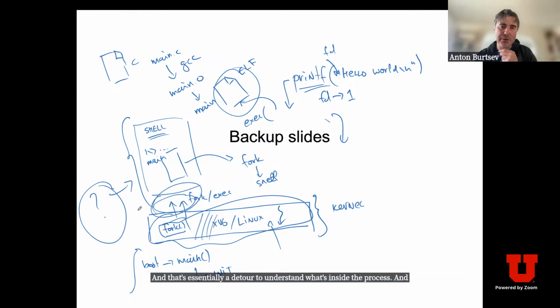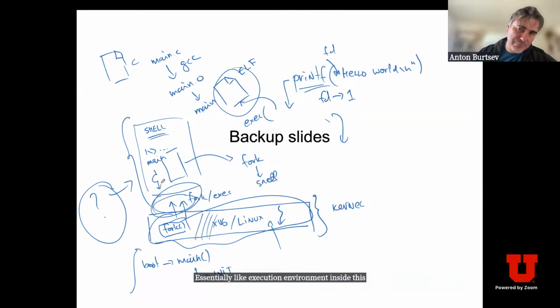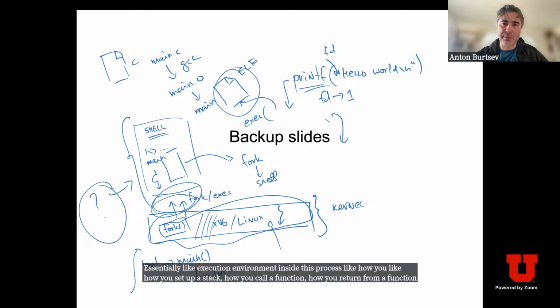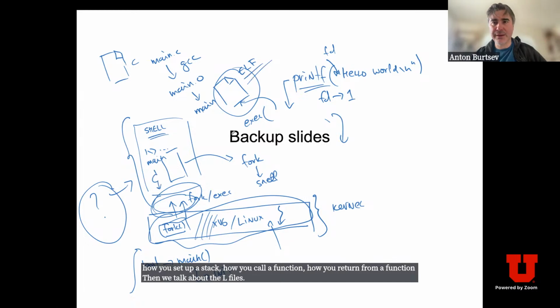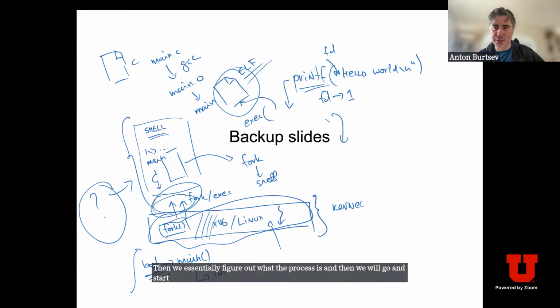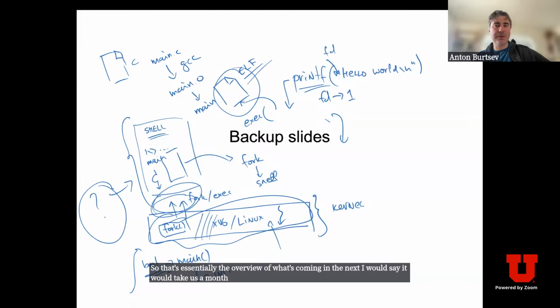That's essentially a detour to understand what's inside the process. To do that, we first look at what assembly instructions are, like how the machine executes code. Then we talk about the calling convention, how you set up the execution environment inside the process, how you set up a stack, how you call a function, how you return from a function. Then we talk about ELF files. Then we figure out what the process is, and then we start looking at how the operating system kernel works. That's the overview of what's coming over the next month, almost until the midterm.